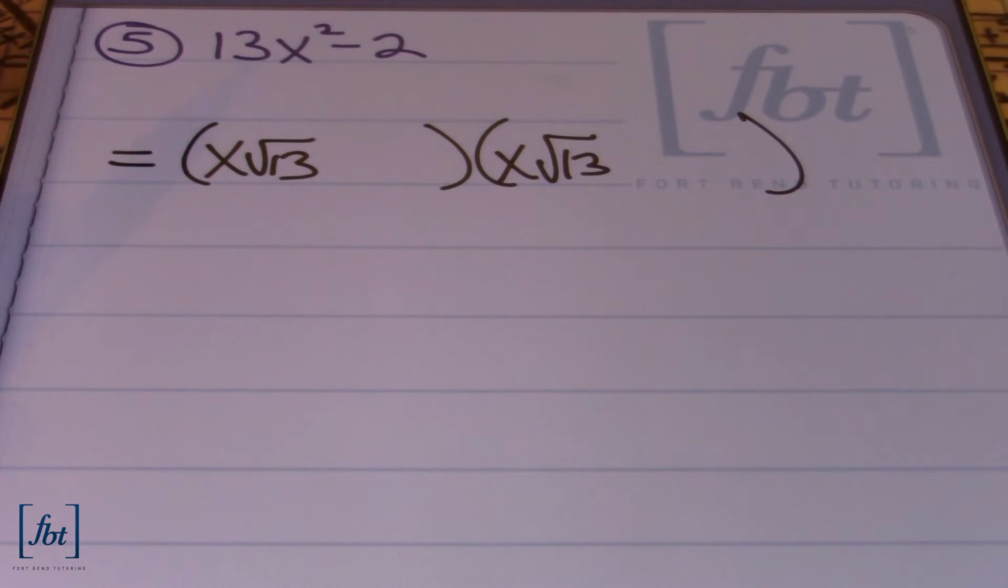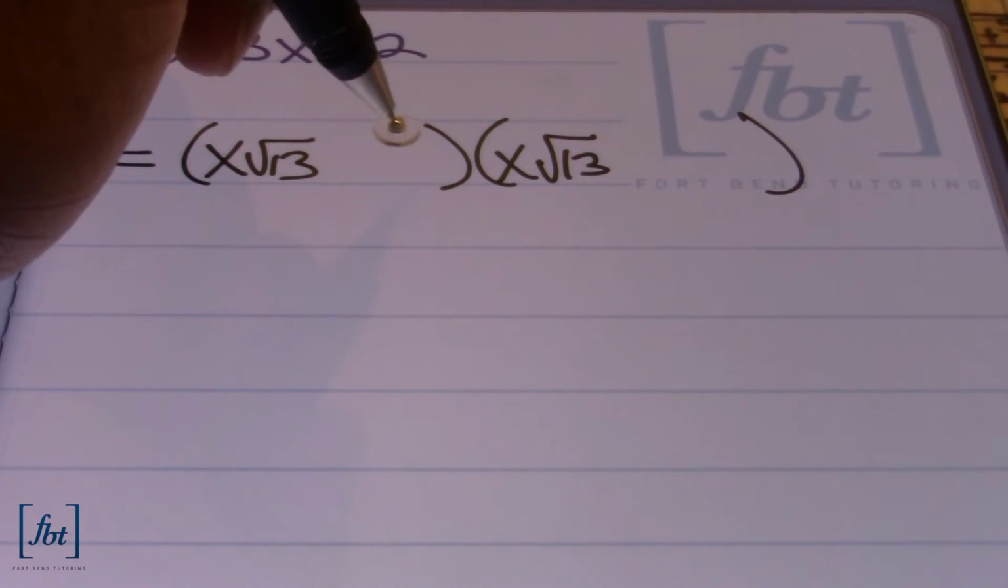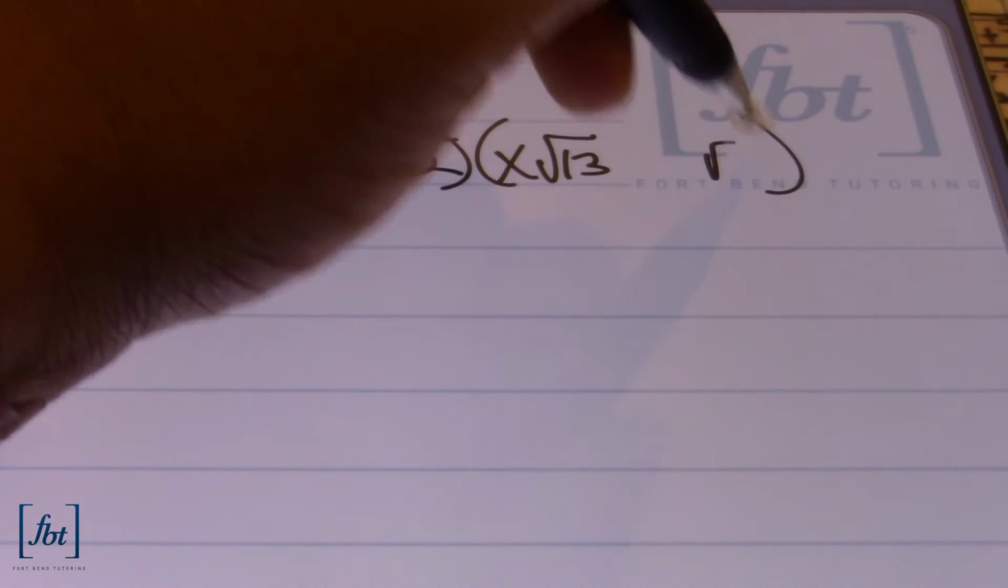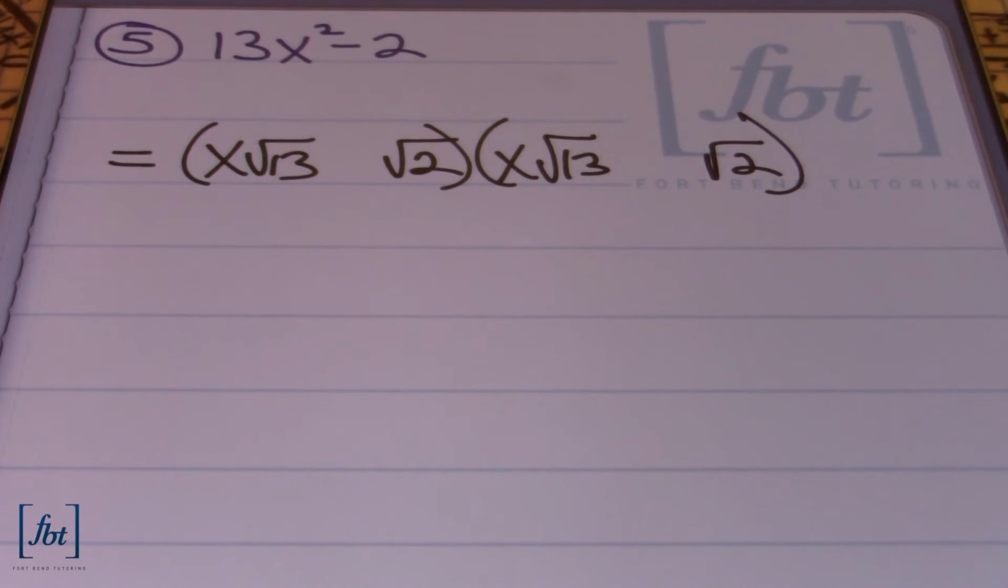Anyway, the square root of 2 is square root of 2. Taking the square root of 2 leaves you with the square root of 2. It's going to be the square root of 2 here for both terms. That's what we have.